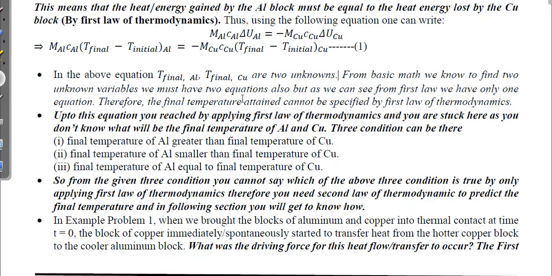So here we see that the final temperature attained cannot be specified by the first law. We are stuck here. Suppose you give this problem to a person who is very good in math but doesn't know the concepts of thermodynamics. He will say three conditions can arise: the final temperature of aluminum may be greater than the final temperature of copper, or smaller than that of copper, or equal to the final temperature of copper. Three conditions can come from this relation.